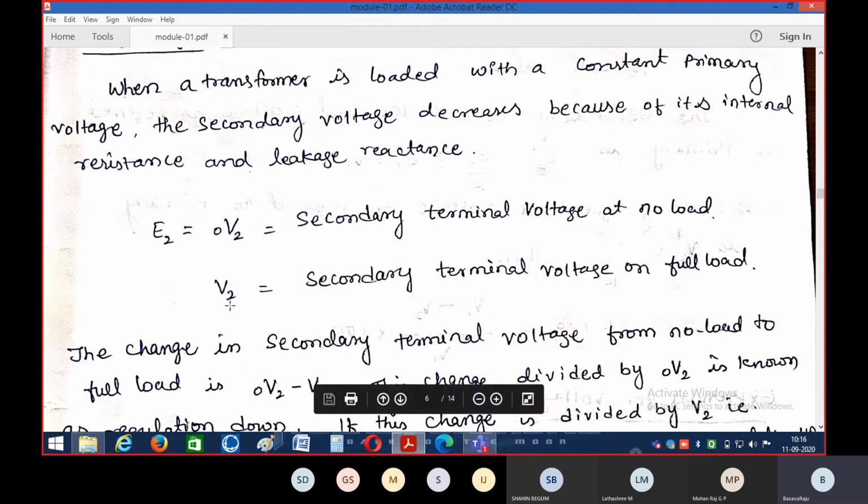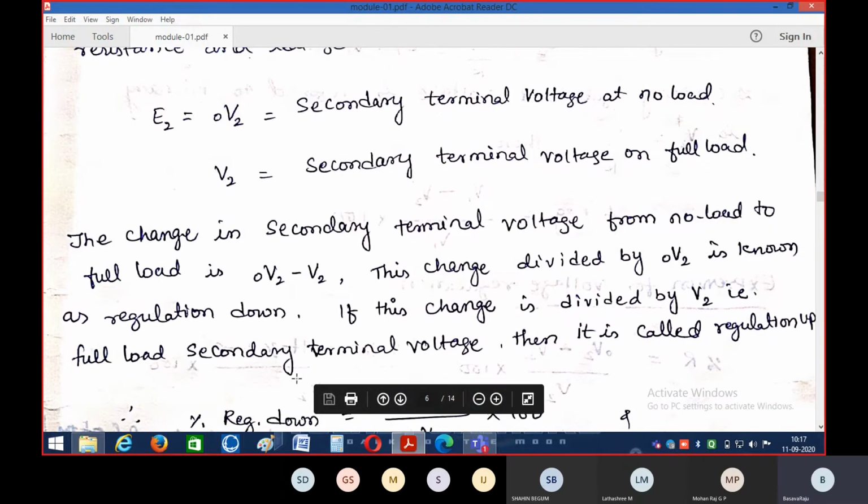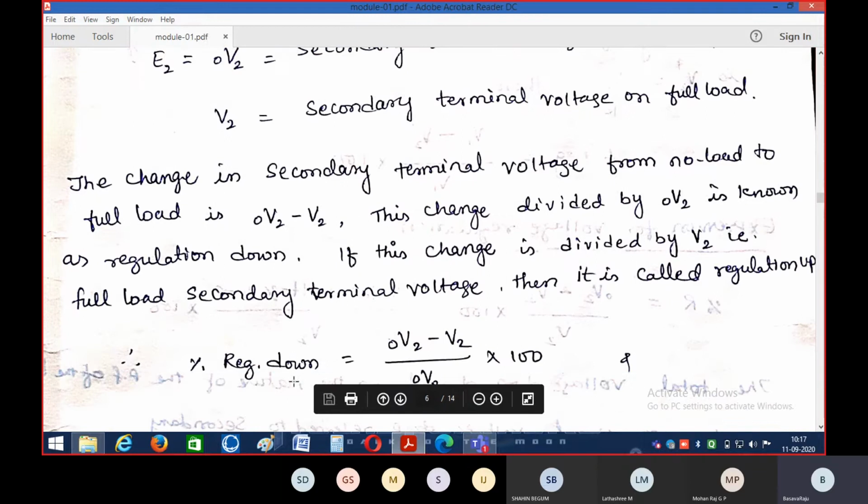When a load is placed on the transformer, definitely the induced voltage and the secondary terminal voltage will differ slightly in value. Why is it so? Because there will be some voltage drop due to the resistance as well as the inductance. So from this induced voltage, if you deduct the voltage drop in the resistance and the reactance, then the resultant voltage is the secondary voltage across the load. That is the secondary terminal voltage on full load condition we will get, right?